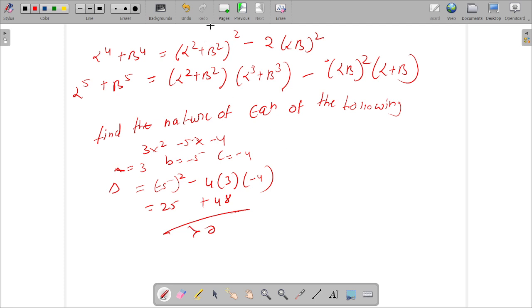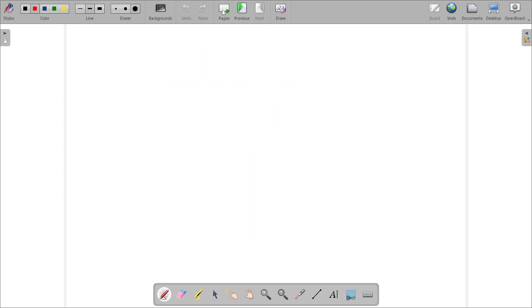And one more thing, complex numbers, if you have any idea: if one of the roots of the equation is in the form of a plus ib, its conjugate will be a minus ib. You can take note of this also.